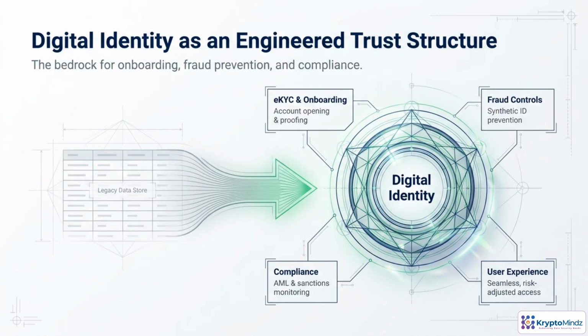You can think of digital identity as an engineered trust foundation that everything else plugs into. Legacy data, documents, and signals are consolidated into a single, well-governed identity representation. On top of that, you build four major capability layers. First, eKYC and onboarding, creating identities and proofing that they're real. Second, fraud controls, detecting synthetic or stolen identities as early as possible. Third, compliance, AML screening, sanctions monitoring, and regulatory reporting. And finally, user experience, giving good customers seamless, risk-adjusted access without weakening controls.